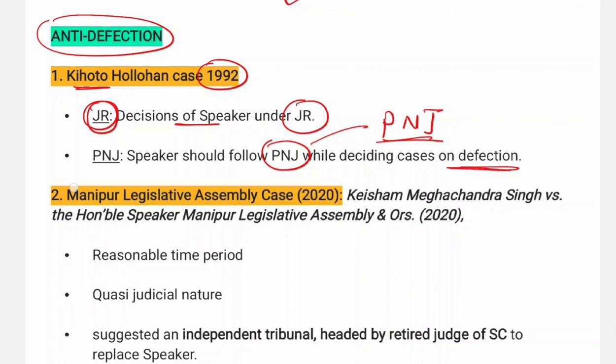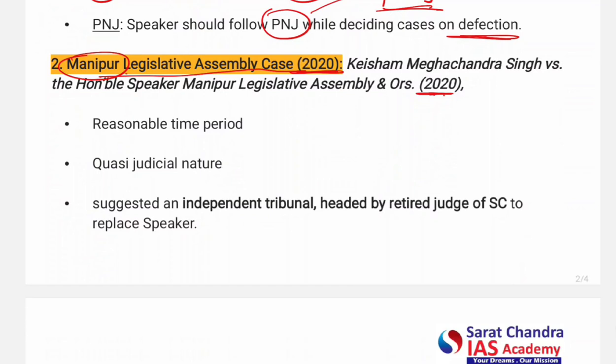The next important case is the Manipur Legislative Assembly case of 2020. The actual name of this case is Chandra Singh versus the Honorable Speaker Manipur Legislative Assembly and others, 2020. You can use it by saying the Manipur Legislative Assembly case of 2020. In this case, Supreme Court said that the speaker should give the decision within a reasonable time frame. It should not keep the decision for an infinite period of time. They should give the decision within a stipulated time.